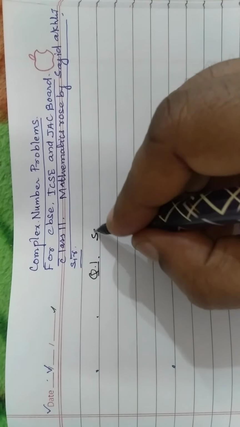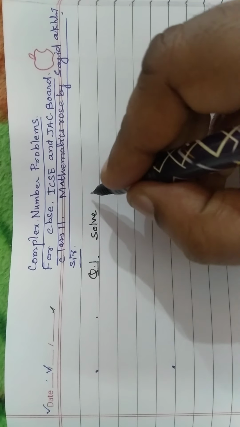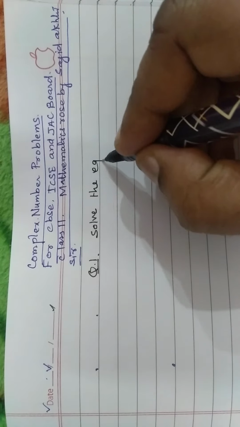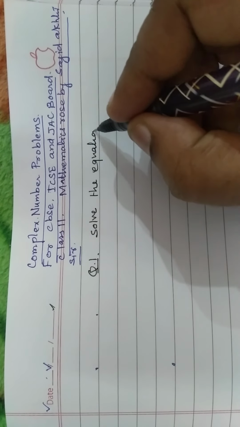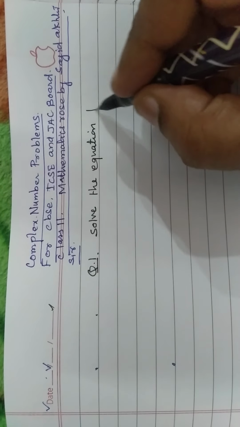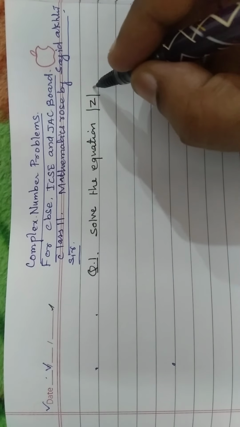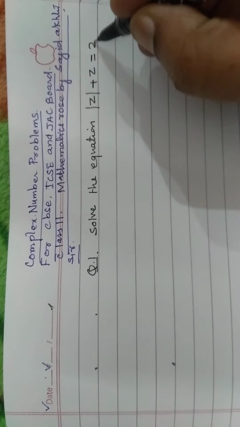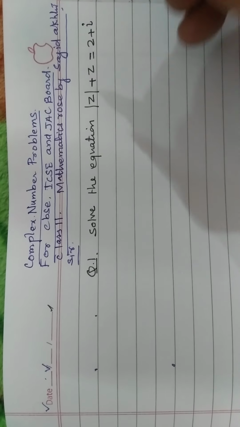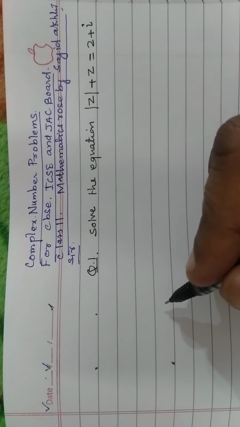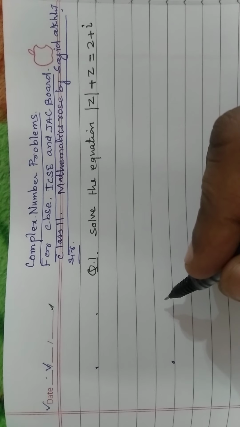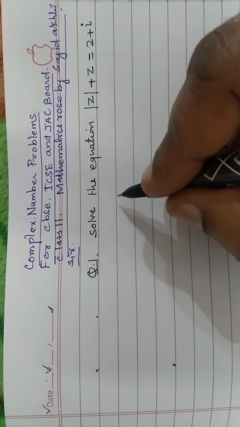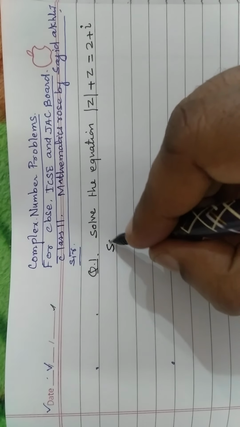Solve the equation mod of z plus z is equal to 2 plus i. Here we have to find the value of z, or x and y we will find out. So now the solution.